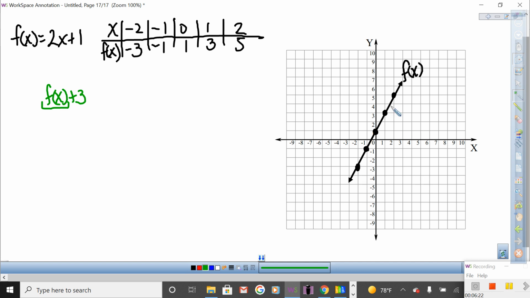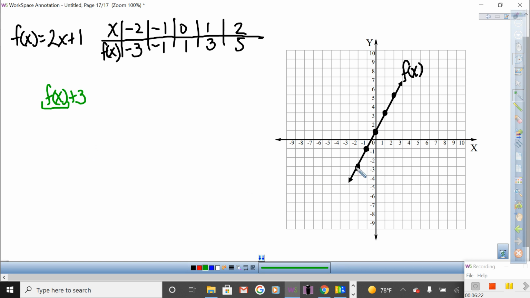So what is this +3 going to do to all these 5 points? Tell your neighbor, what is it going to do to all those 5 points? That +3. That was good. Miguel, what is it going to do? It's going to move up 3 each of the points.